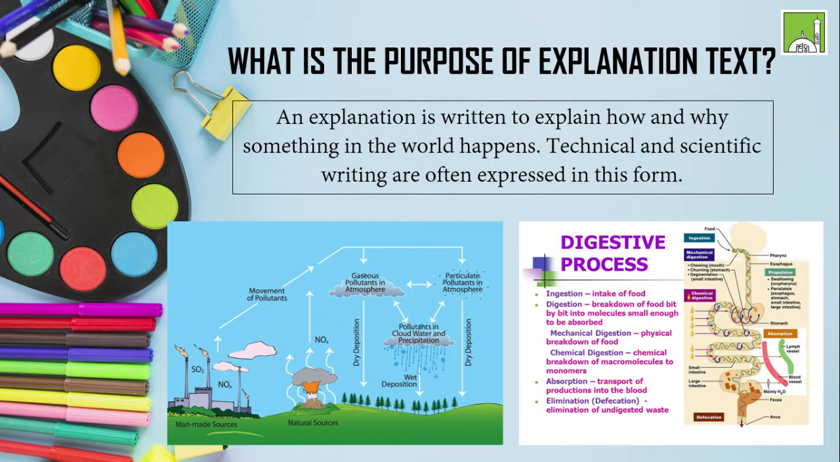Then, what is an explanation text? As we know, an explanation text is a text written to explain how and why something in the world happens, to show or explain a phenomenon. It is mostly about social phenomena, natural phenomena, or maybe scientific phenomena. For example, it talks about how the reading system works, how the digestive process works, or maybe why the earth is round, and lots of things.